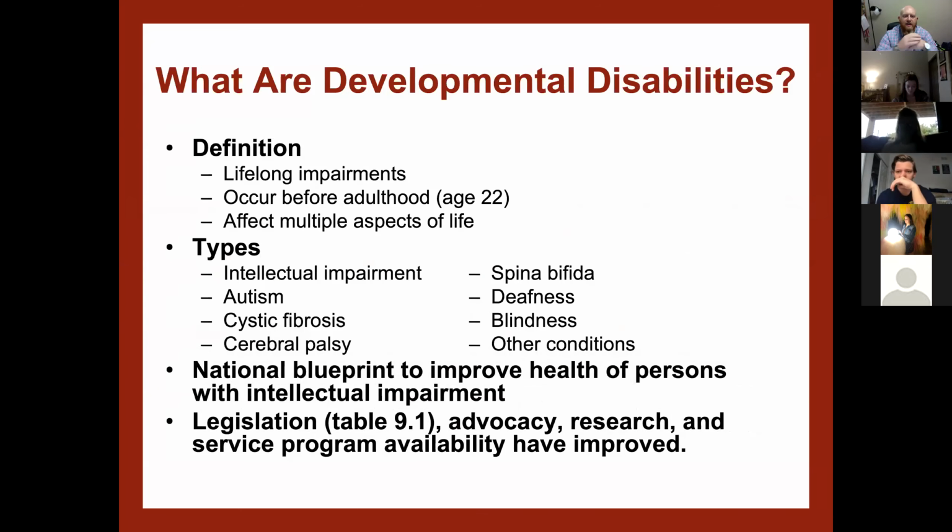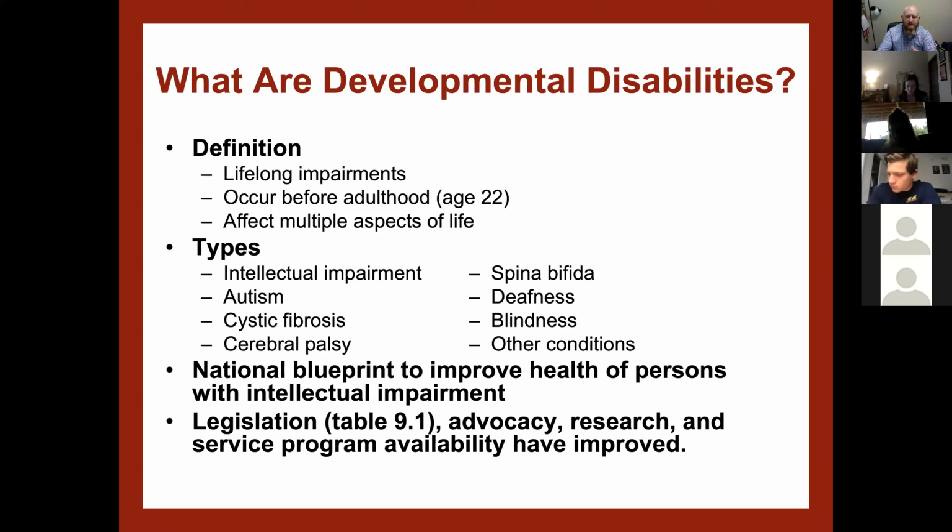So the first thing that we need to know, and this seems like a testable item right off the bat, is the definition of developmental disabilities. In order for something to be classified as a developmental disability, it's going to be a lifelong impairment. It will occur before adulthood, which they define here as age 22. And it's going to affect multiple aspects of life, making things a challenge. There are some different types listed here, and we'll talk about most of these as we go through the chapter.